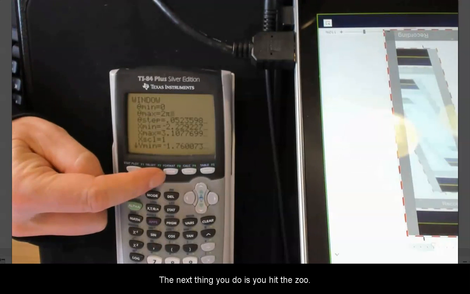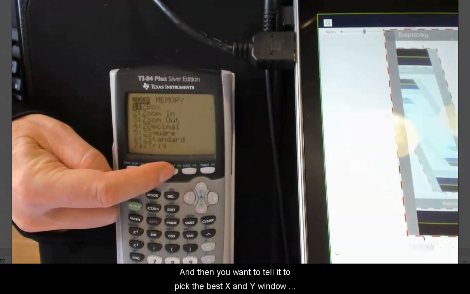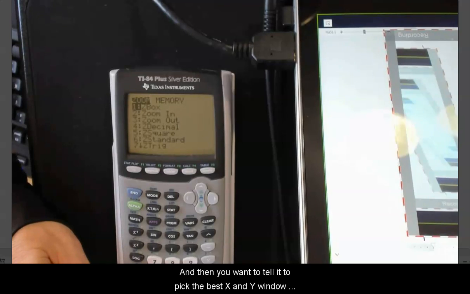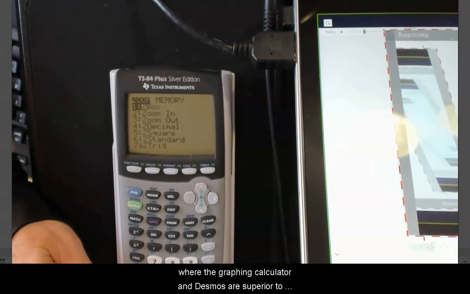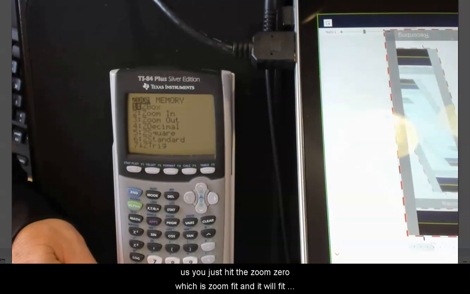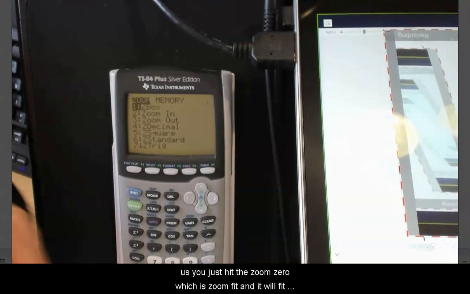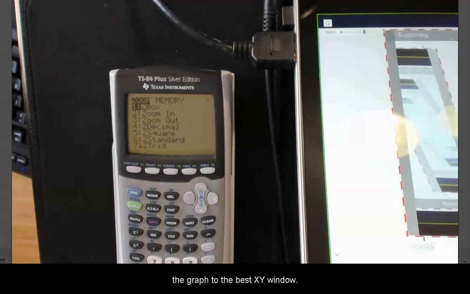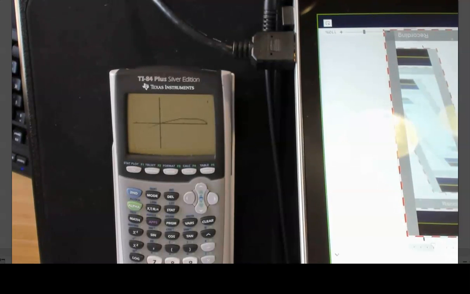The next thing you do is you hit zoom, and then you want to tell it to pick the best X and Y window. It takes a long time for us to find the best X and Y window. This is where the graphing calculator and Desmos are superior to us. You just hit zoom 0, which is zoom fit, and it will fit the graph to the best XY window.